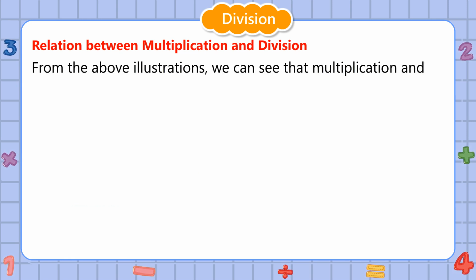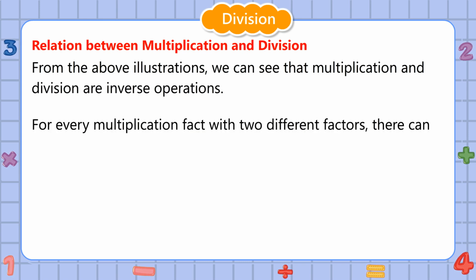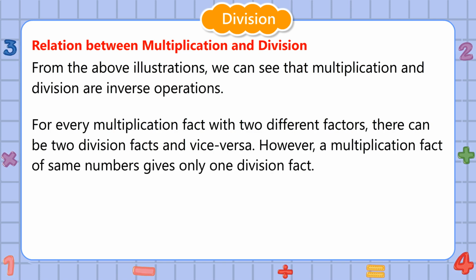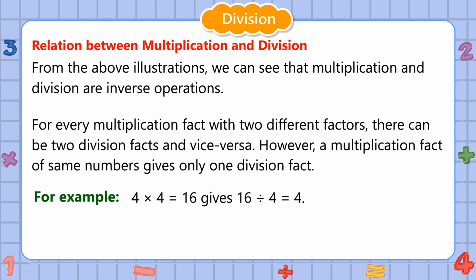From the above illustrations, we can see that multiplication and division are inverse operations. For every multiplication fact with 2 different factors, there can be 2 division facts and vice versa. However, a multiplication fact of same numbers gives only 1 division fact. For example, 4 × 4 = 16 gives 16 ÷ 4 = 4.